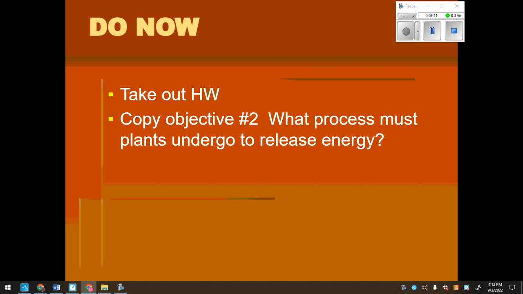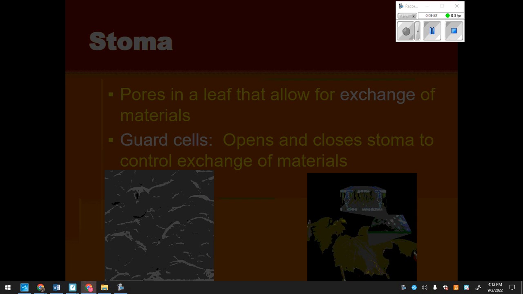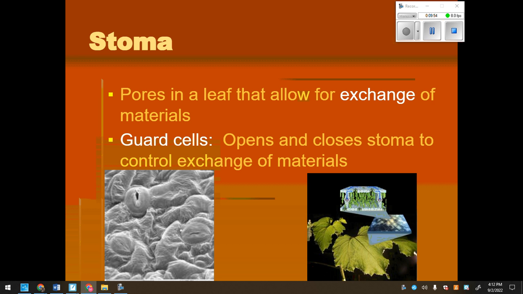That is it. What happened to the flower on the top? Please write flower on the top. This is tomorrow's objective. So you are putting flower on the top of your paper, and you're writing reproductive organ by the flower. Got it?